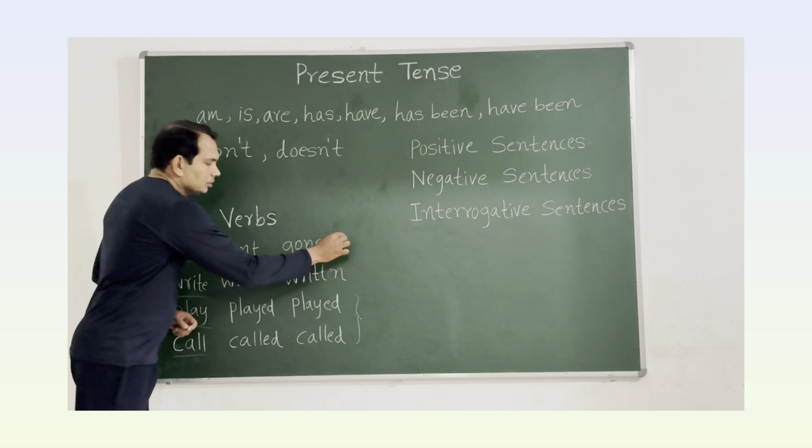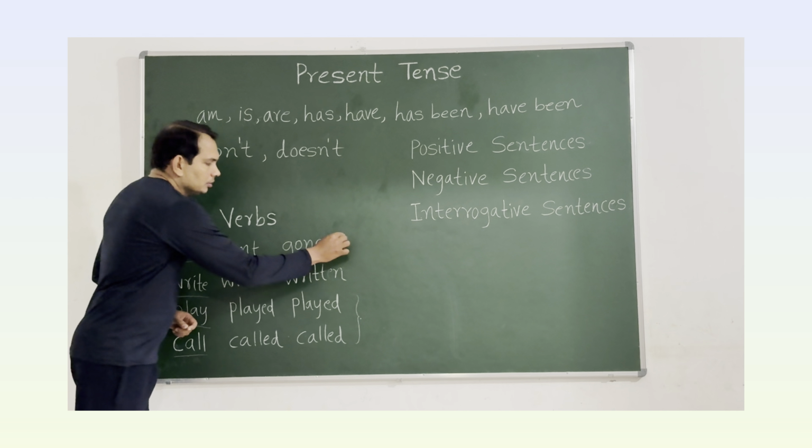When the subject is I, we, you, they, as you can see here, we use the auxiliary don't. I, we, you, they, we use don't. When the subject is he, she, it, we use the auxiliary doesn't. We say I don't know, we don't know, he doesn't know, she doesn't know.